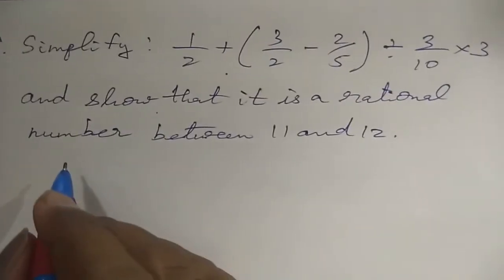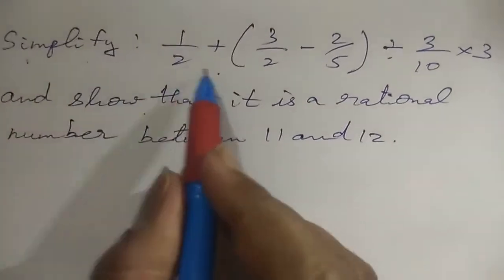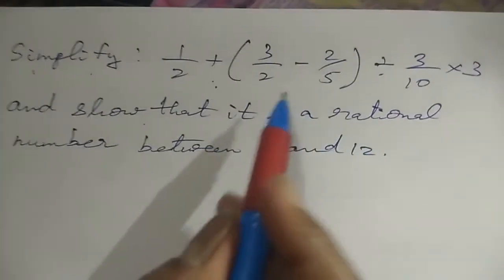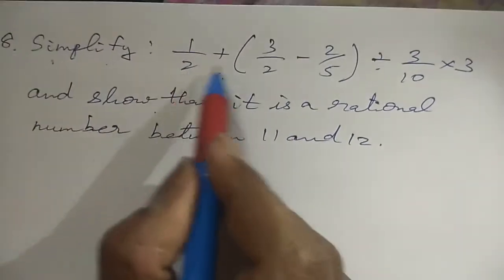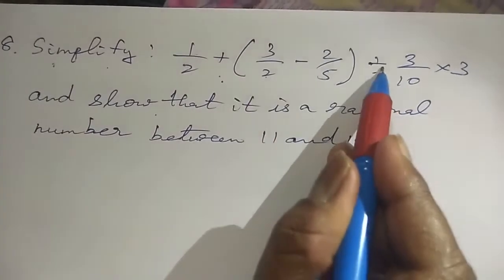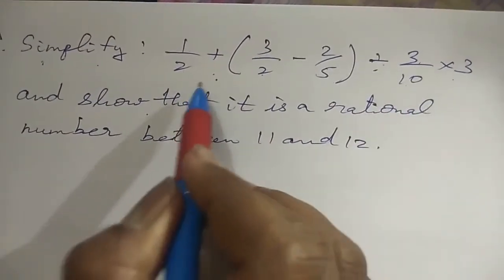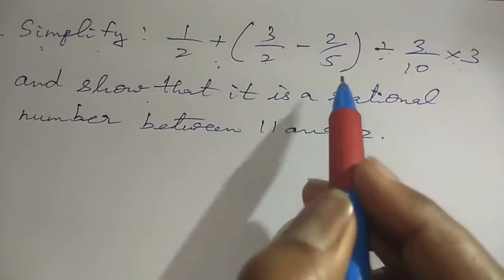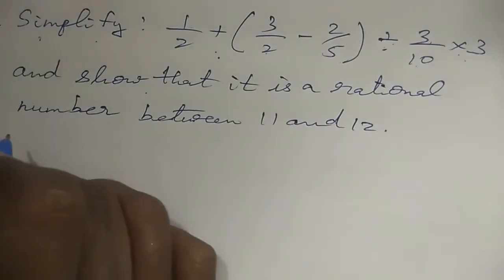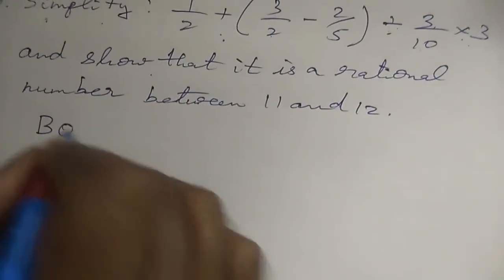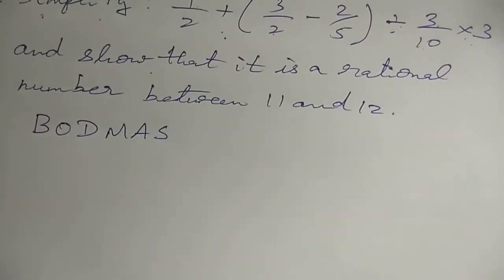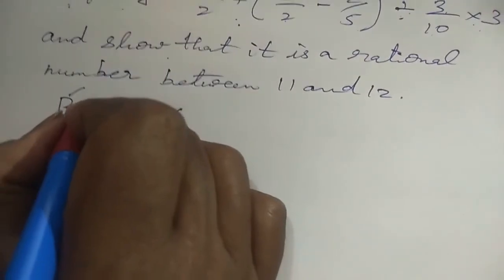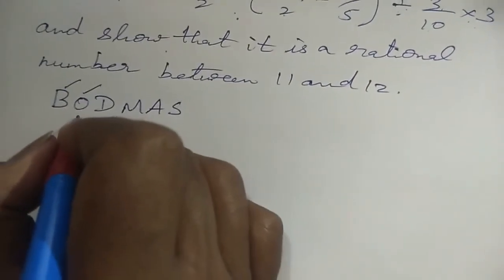Now we go for exercise 1.2, the 8th sum. Simplify. First you have to simplify this one. Simplify means bringing it to a short, standard form and seeing what value comes. So the question is 1 by 2 plus 3 by 2 minus 2 by 5 divided by 3 by 10 into 3. Many operations are used in this: plus, minus, division, multiplication, brackets, everything is there. The first method is the BODMAS method. In BODMAS, first you solve what is in the bracket. Next, if there are operations like x square or root x, solve them.